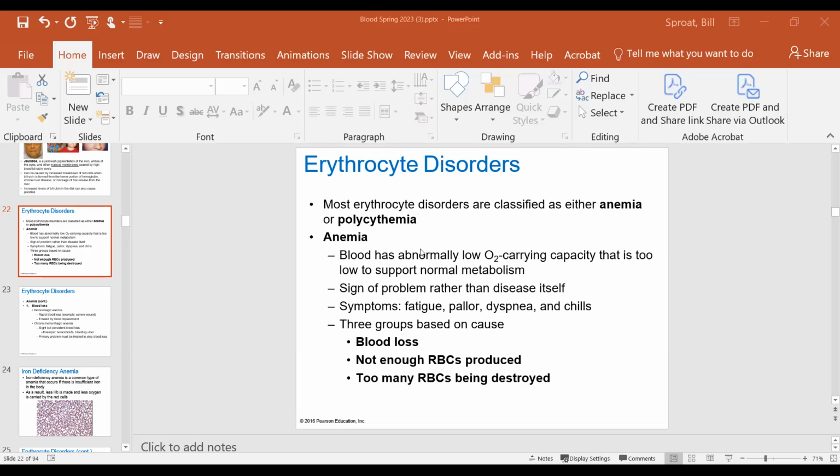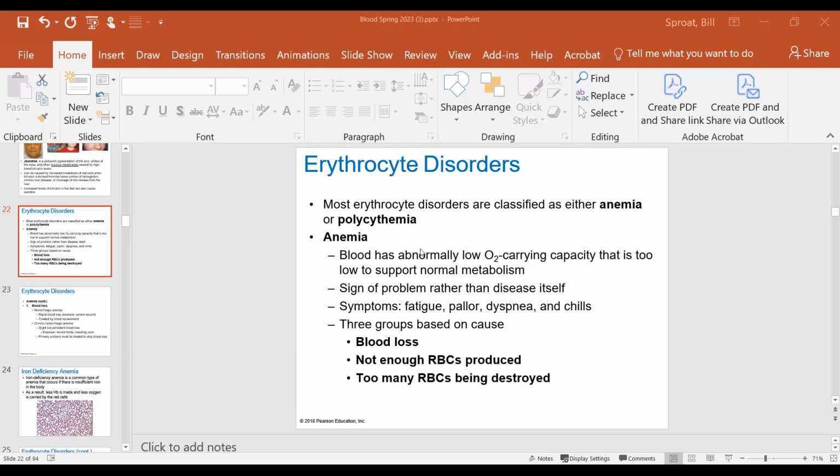Anytime a patient is not carrying enough oxygen in their red cells, we would say that they are experiencing anemia. The underlying problem is, why don't they have enough oxygen? Why aren't the cells getting enough oxygen? Is it because there aren't enough red cells? There's not enough iron? Cells are being destroyed ahead of time? Any number of these problems could be going on here.